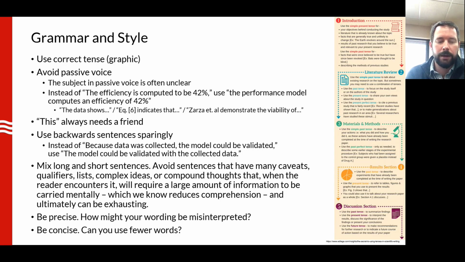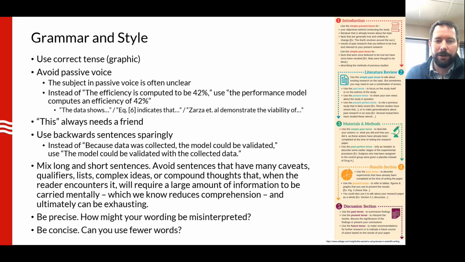easier to read. Next point, mix long and short sentences. You shouldn't have your entire paper be 100-word sentences or 2-word sentences. It should be some mix. It just makes it easier to read.